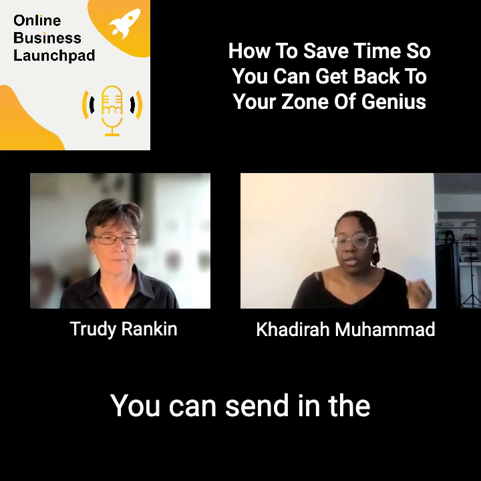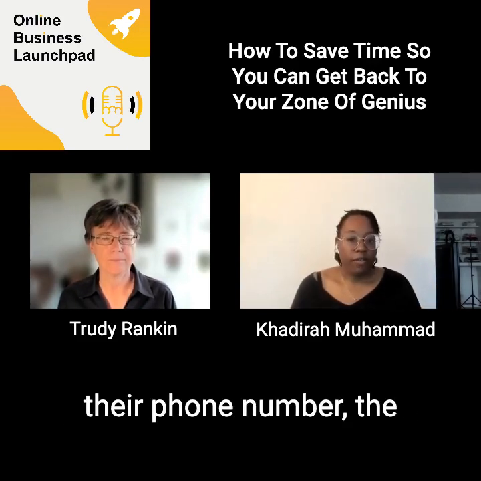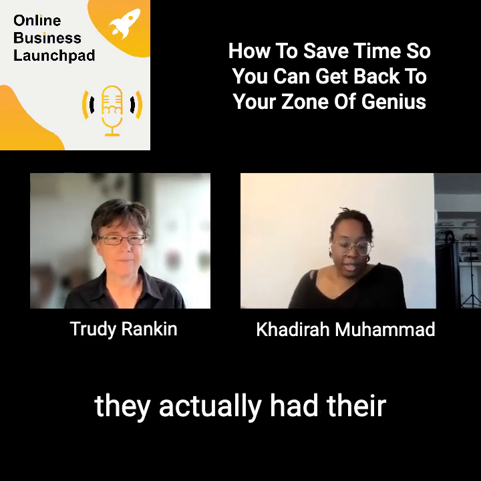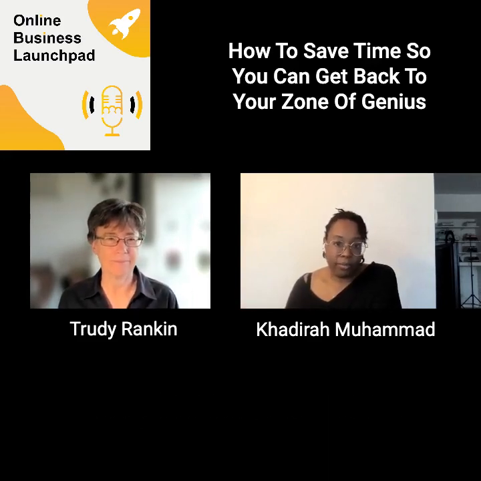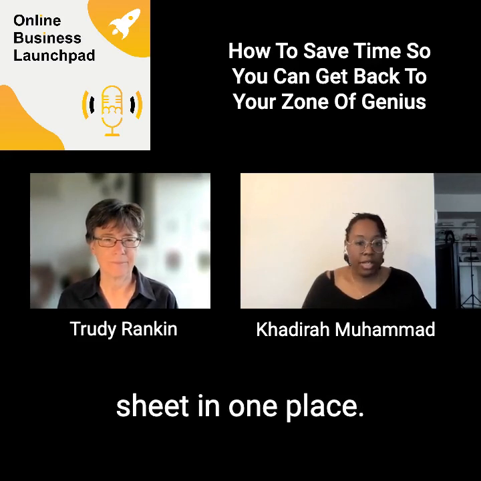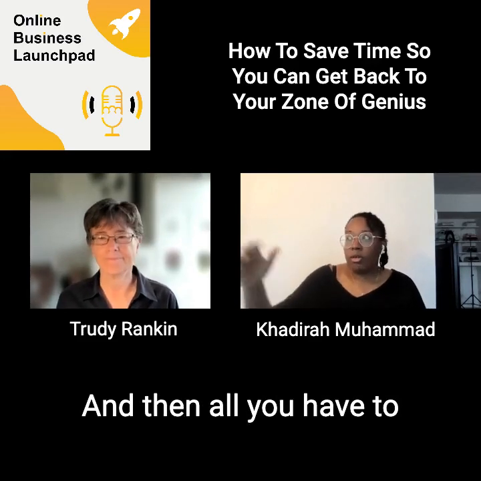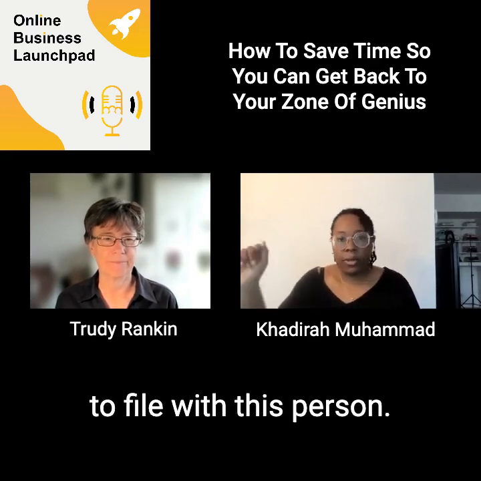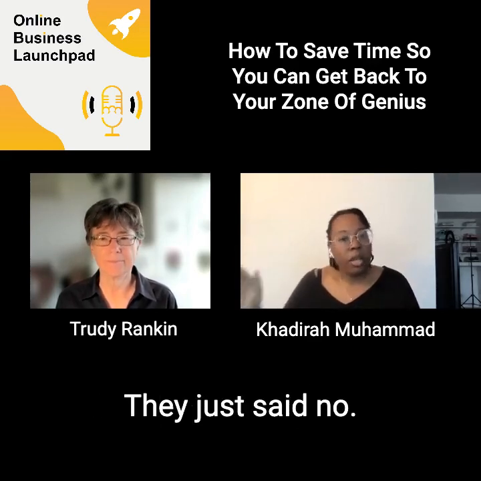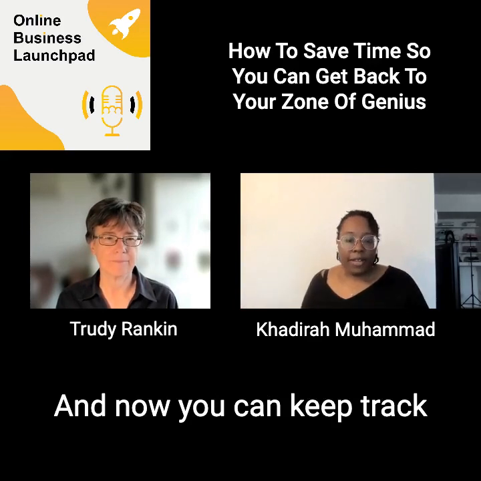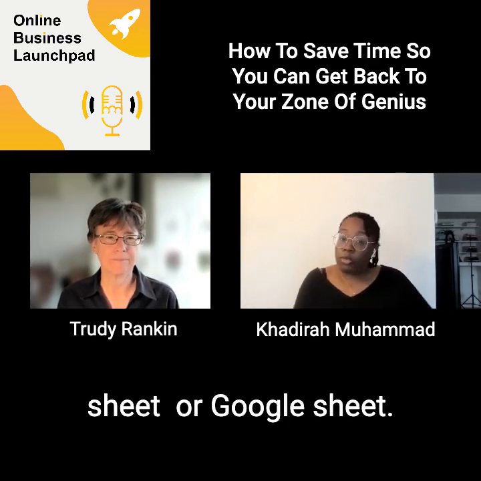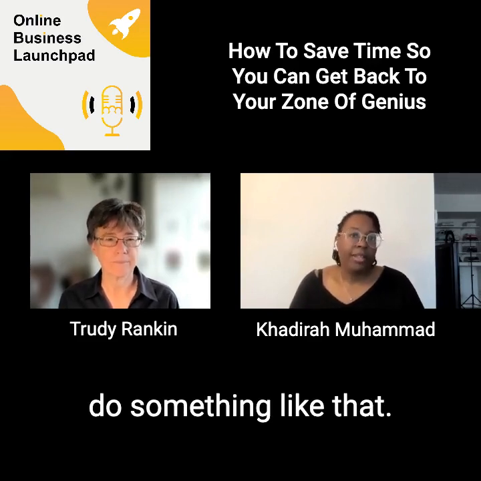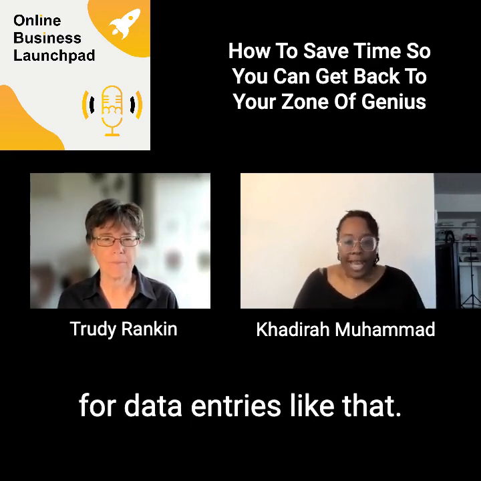You can send in the person's name, their email, their phone number, the date that they booked, and then the day that they actually had their consultation conducted. And now you see everything in your Excel sheet in one place. And then all you have to do is go back later on and say, okay, we sold this person, we got to follow up with this person, we sold them, they just said no, whatever is the result of that. And now you can keep track of that in one Excel sheet or Google Sheet. Actually, I would suggest a Google Sheet if you're going to do something like that. But yeah, I use Zapier a lot for data entries like that.